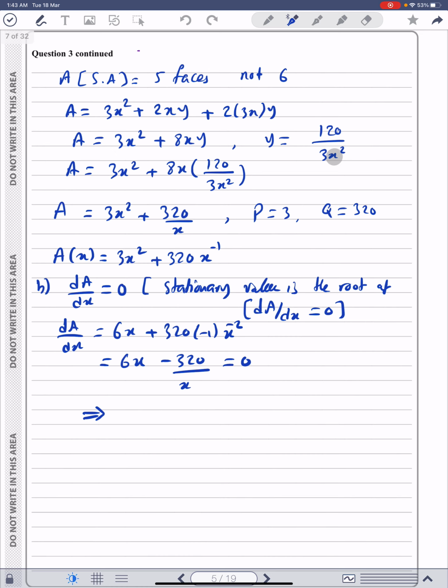So this will give 6x cubed equals 320. By solving this for x, you will get x equals 3.76 to 3 significant figures.